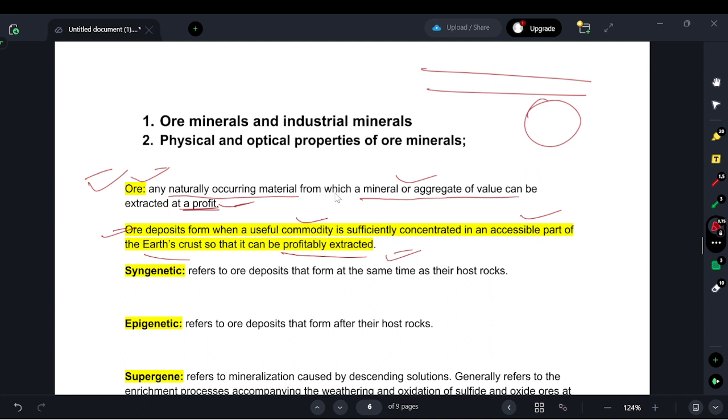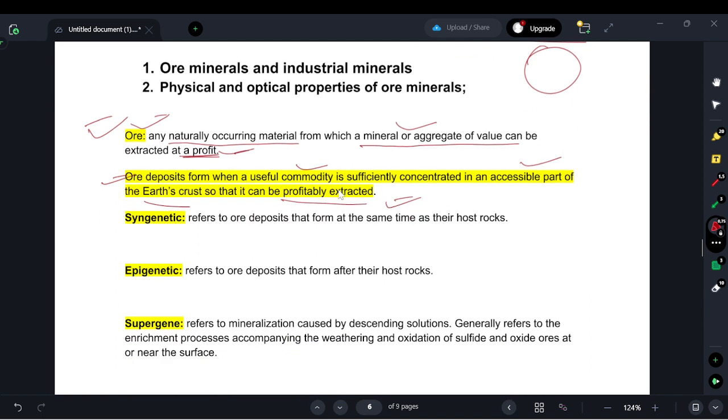Okay, so I'm taking only the common terms in economic geology. Now what is syngenetic? Syngenetic refers to the ore deposit that forms at the same time as the host rock. So whatever ore deposit is formed when the host rock has been formed is called the syngenetic deposit. Okay, now the epigenetic deposit is what? It refers to the deposit which forms after the formation of the host rock. So a deposit can be syngenetic, it can be epigenetic.